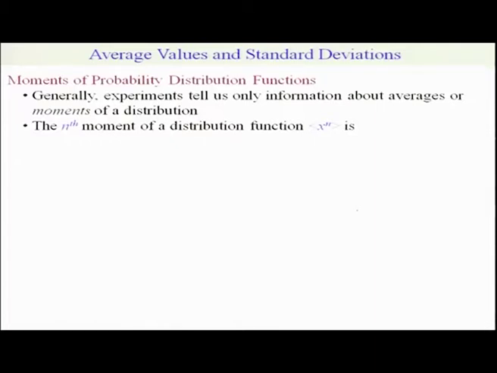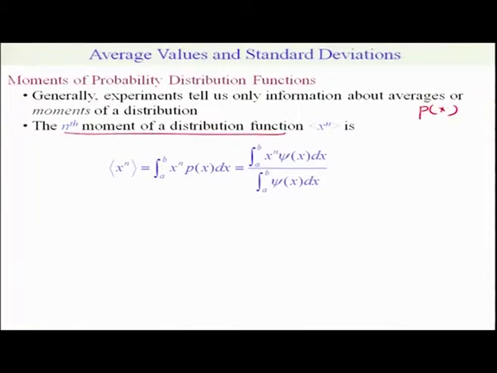So, we are going to use the moments of the probability distribution function to calculate the average or the mean values, or in general the standard deviation also. So, let me just define that given a function p of x, the nth moment of the distribution is defined as this. So, this is the average x to the power n, which indicates the nth moment. So, the 0th moment would be this, and the first moment would be this. The second moment would be this.